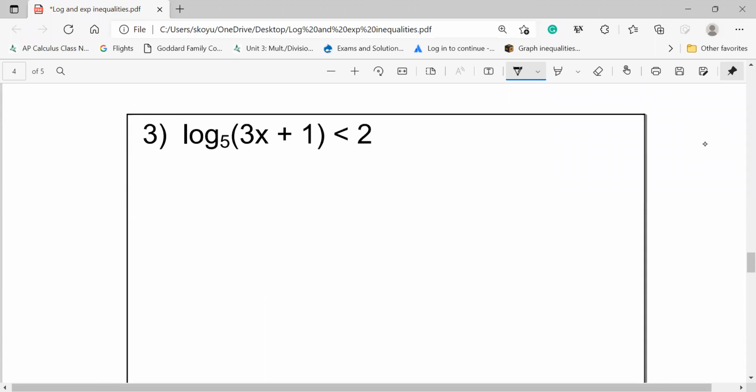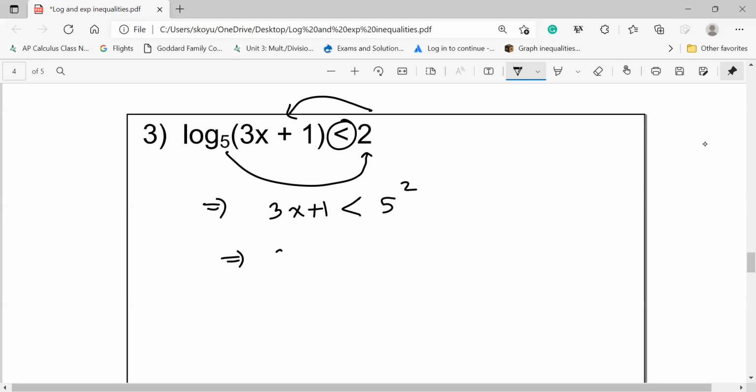So I can do this, see, 5 to the 2 equals the input. I mean less than input, because now I have to follow the sign. So 3x plus 1 is going to be less than 5 squared, which is 25. Keep solving it until you find x less than 24. If you subtract 1 and divide by 3, x is less than 8.